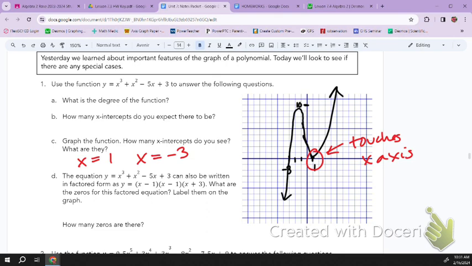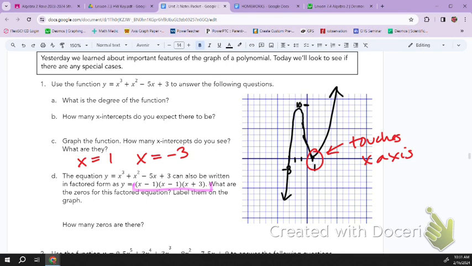Part D, it says the equation can also be written in this factored form. What are the zeros or the roots or the solutions for this factored equation? If I look at that factored form, what's unique about it? What's different? It tells us our x-intercepts.